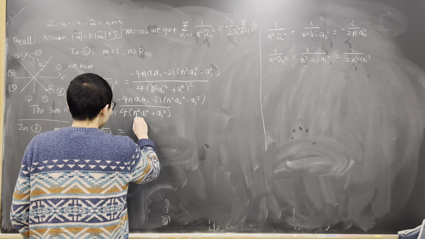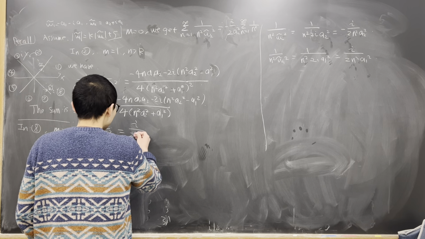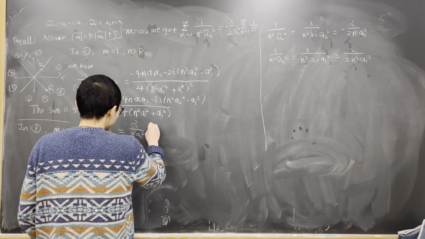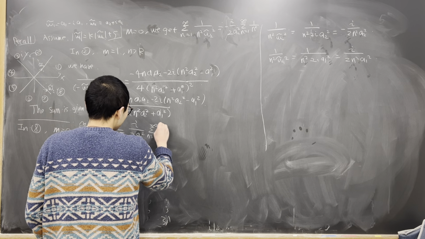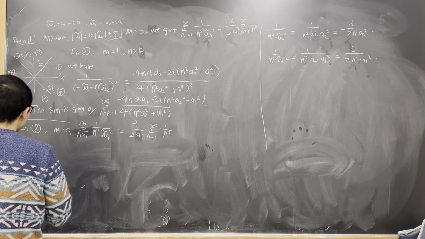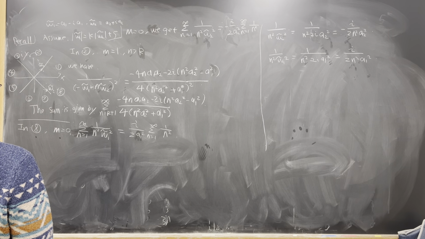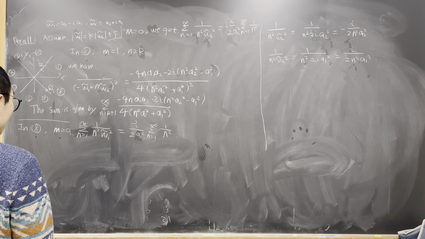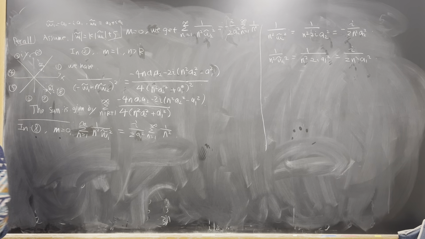Let's see. So 1 over 2a1 squared. So take the sum, 1 over n squared. Okay. Let's see. So yeah, we're done in this case. So what happened for... Okay, so yeah, m equal to 1.